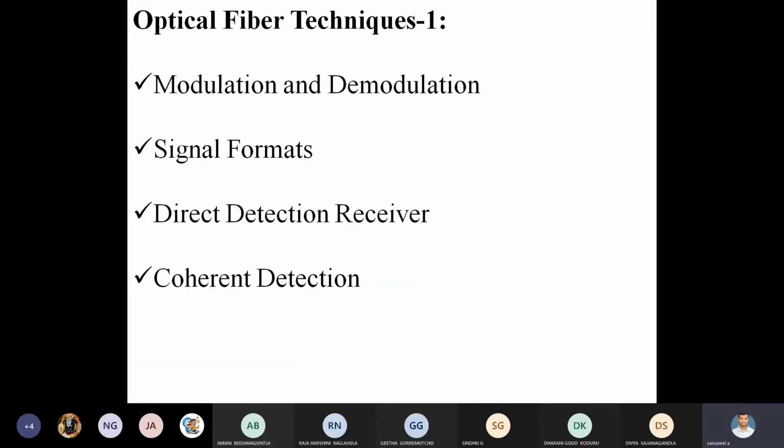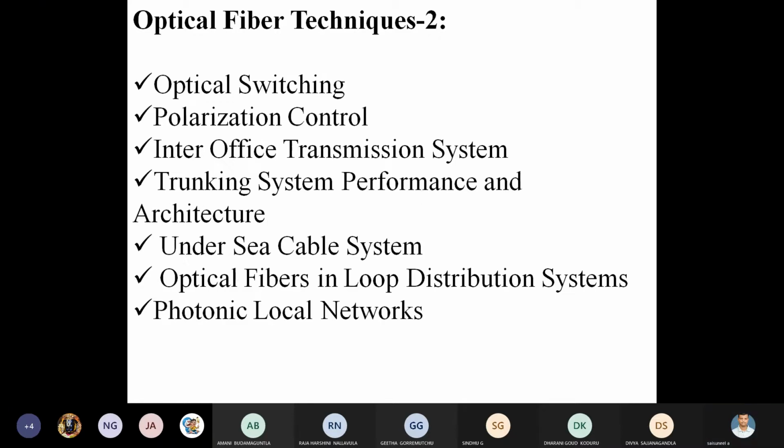Here in optical fiber techniques 1, we discuss what is meant by modulation and demodulation, what the signal formats are, and what the different types of receivers available are, that is direct detection receiver and coherent detection. In optical fiber techniques 2, what is meant by optical switching, polarization control, inter-office transmission system and trunking system, and their performance and architecture, and how to design an undersea cable system, and what is meant by optical fiber loop distribution system and photonic local networks.